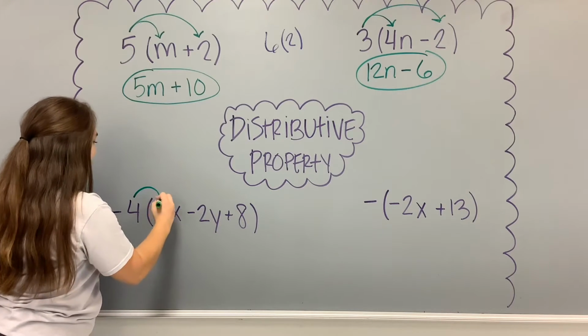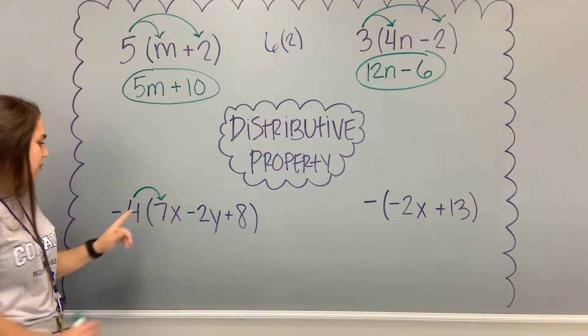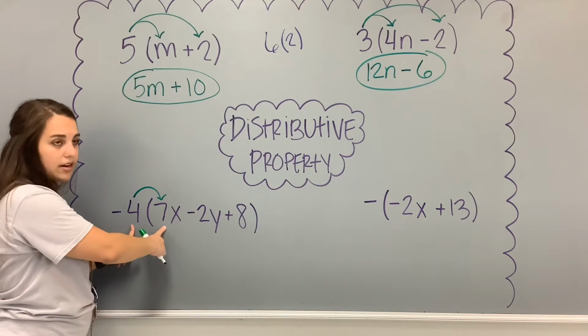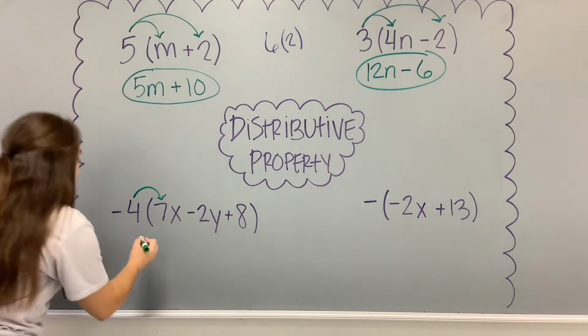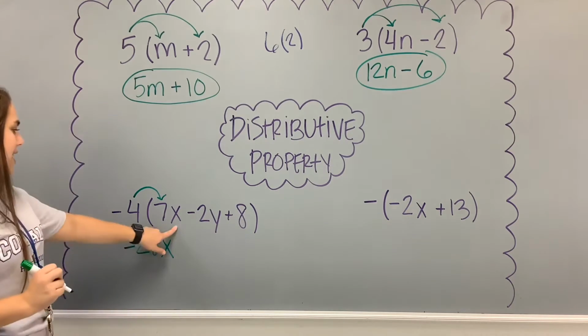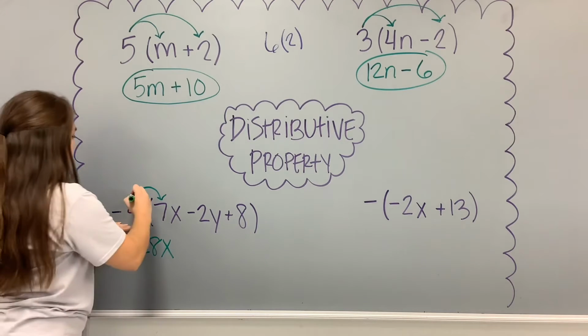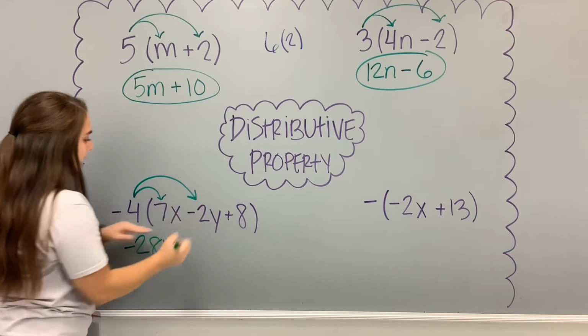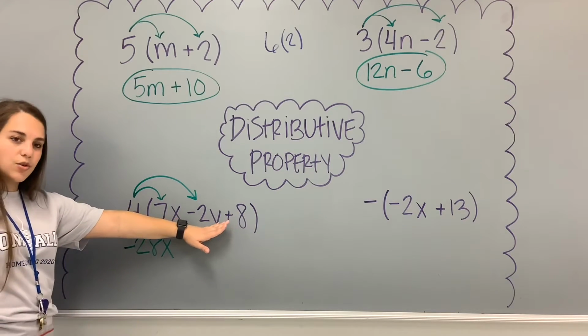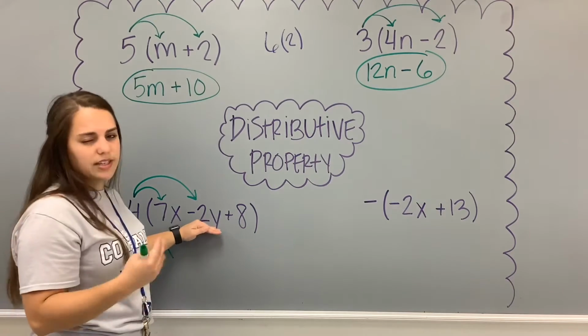Draw your arrow from negative 4 to 7x. Negative 4 times 7x. We take the 2 numbers and multiply them together. 4 times 7 is 28. That equals a negative 28x. All right, the x has to stay along with it if it was there to begin with. Then we move on to negative 4 times negative 2y. Yes, this is a minus 2y, but when we're multiplying it as integers, we say that this is a negative 2. We consider it that way.